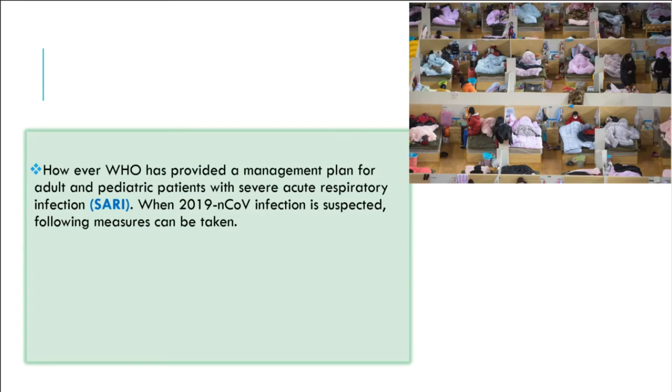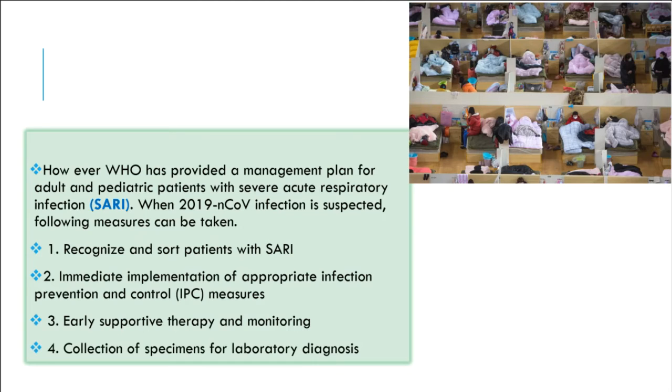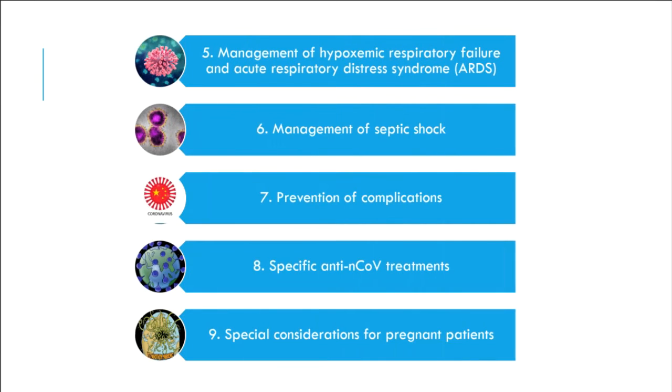However, WHO has provided a management plan for adult and pediatric patients with severe acute respiratory infection, SARI. When 2019 nCoV infection is suspected, the following measures can be taken. 1. Recognize and sort patients with SARI. 2. Immediate implementation of appropriate infection prevention and control, IPC, measures. 3. Early supportive therapy and monitoring. 4. Collection of specimens for laboratory diagnosis. 5. Management of hypoxemic respiratory failure and acute respiratory distress syndrome, ARDS. 6. Management of septic shock. 7. Prevention of complications. 8. Specific anti-nCoV treatments. 9. Special considerations for pregnant patients.